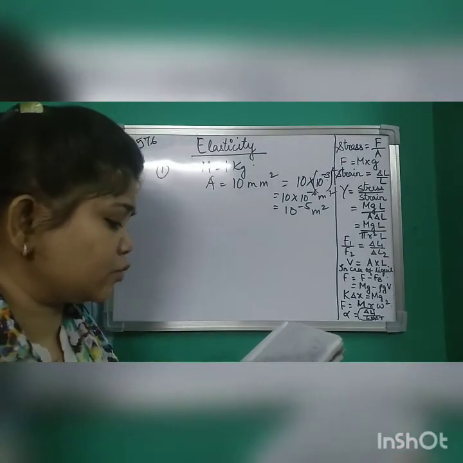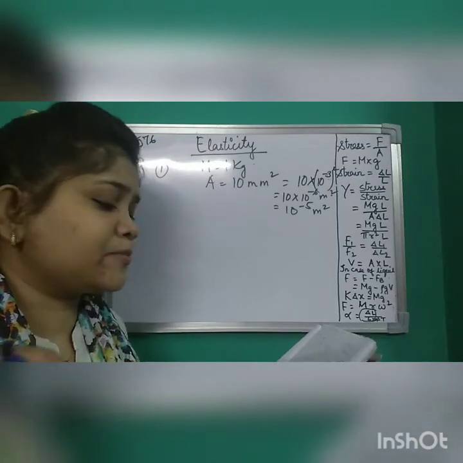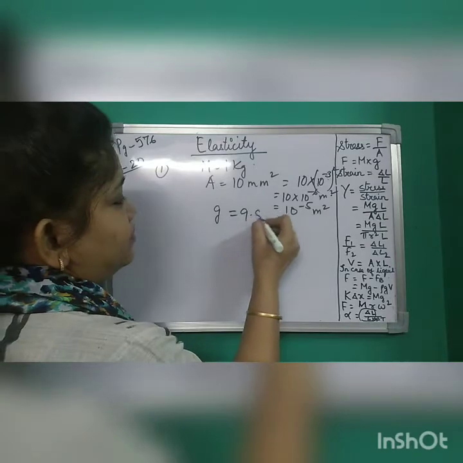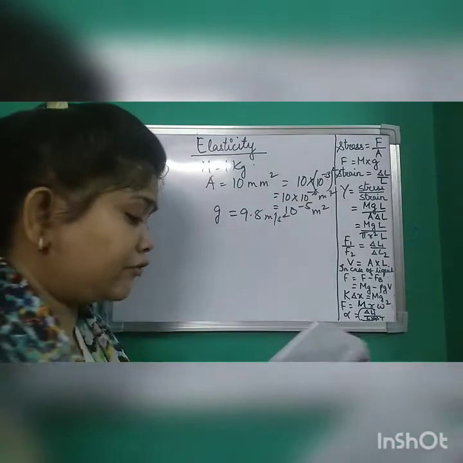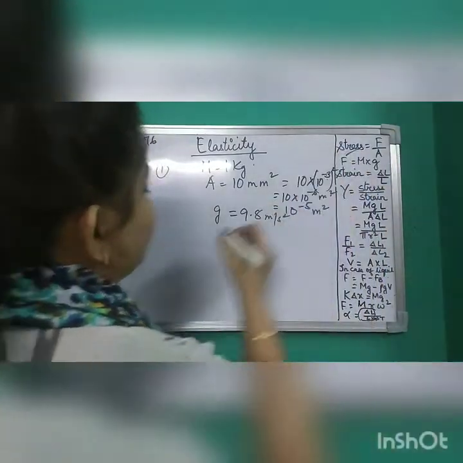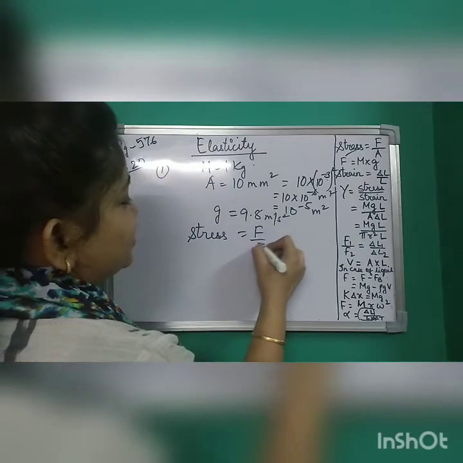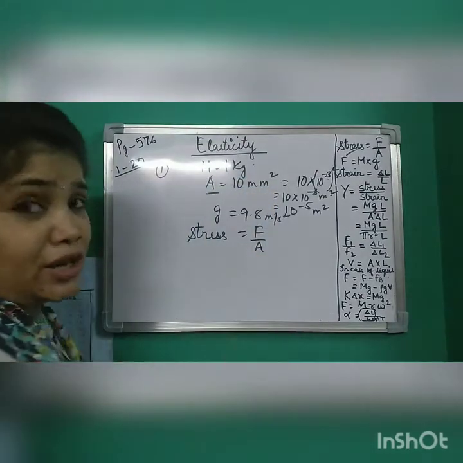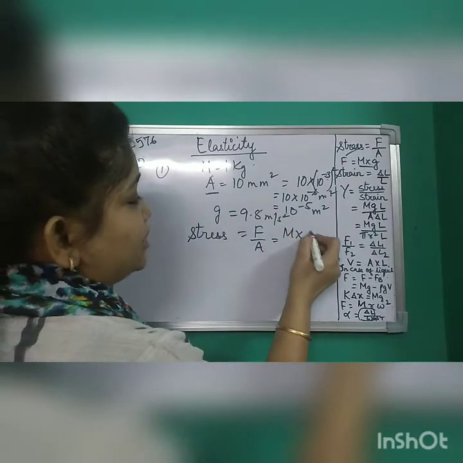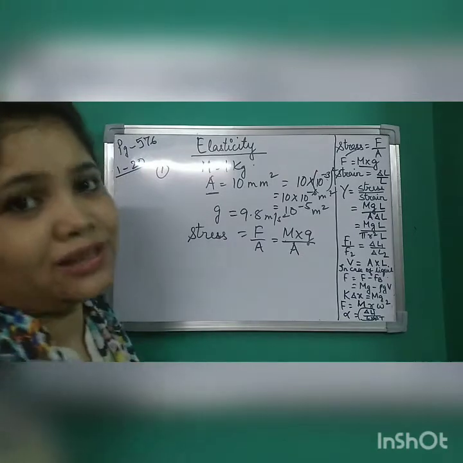Next, what else is given? Find the magnitude and direction of the stress produced in it. g is given as 9.8 meter per second square. You are asked to find the magnitude of stress. What is the formula of stress? Stress is force by area. Area is given to us, but force is not directly given, so we can use the formula m into g. m is given to you, g is given to you. Just put in the area and you will get the answer.